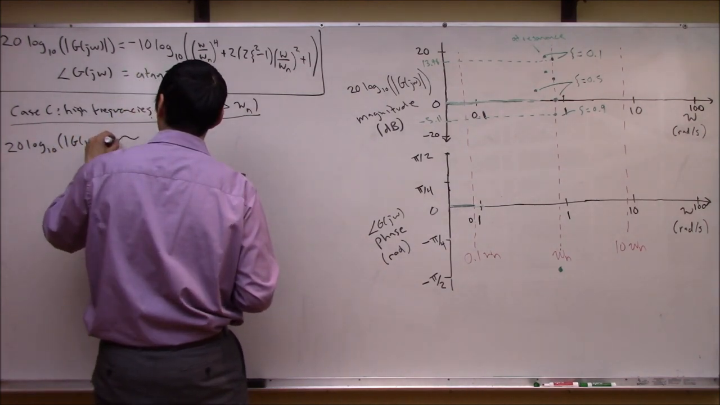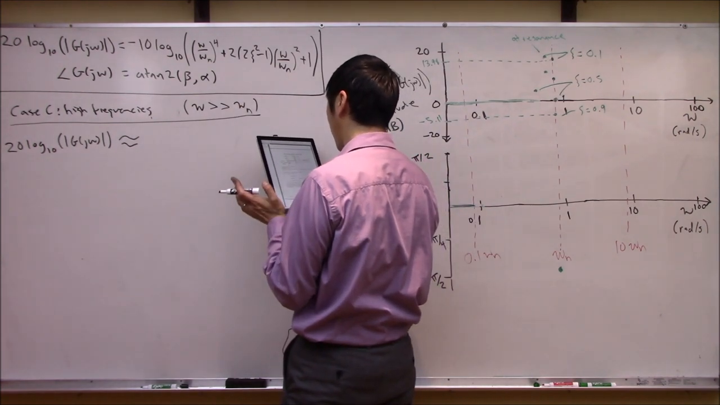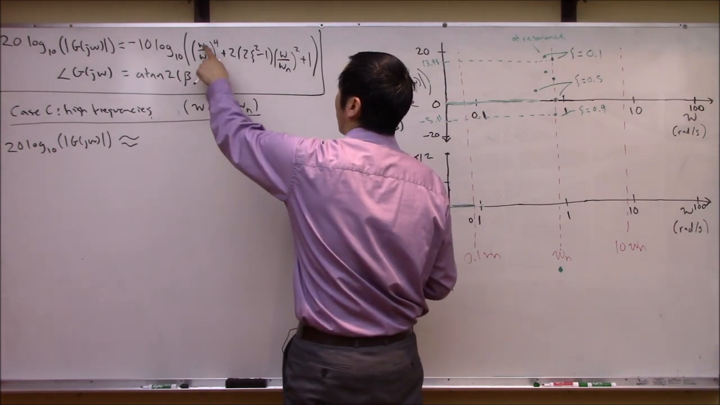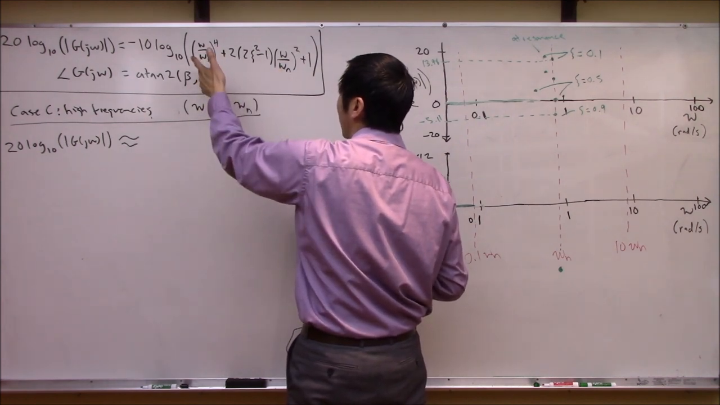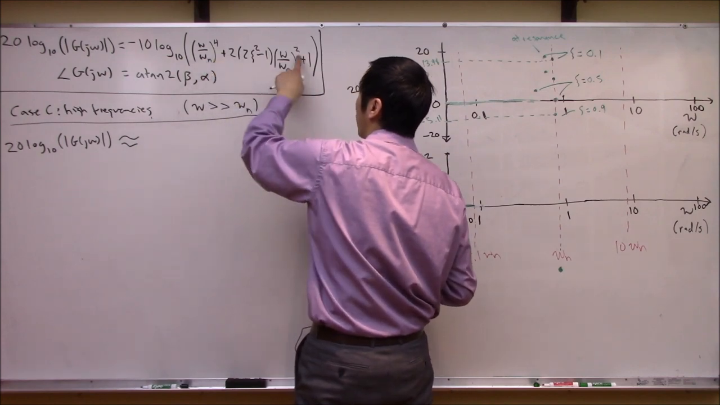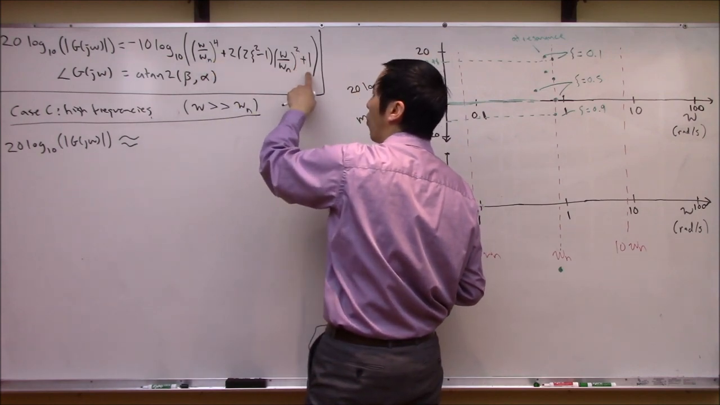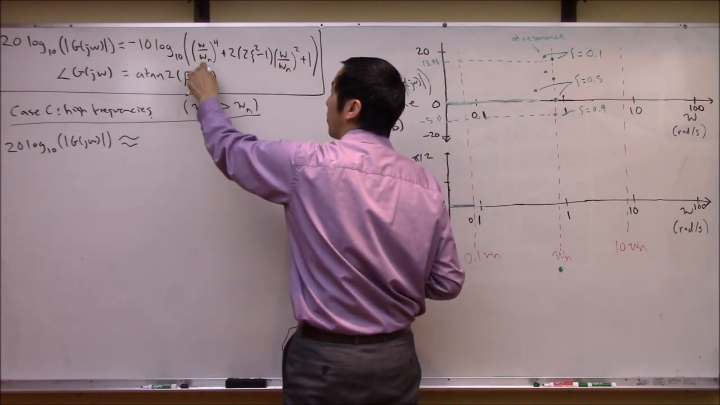Let's now make the approximation and play the normal games that we play up here. You notice that if omega is much bigger than omega n, this term is going to dominate, because it's raised to the fourth power versus something just squared. And this one is going to do diddly squat. It's not going to matter. So this whole thing is going to be swamped by this term.